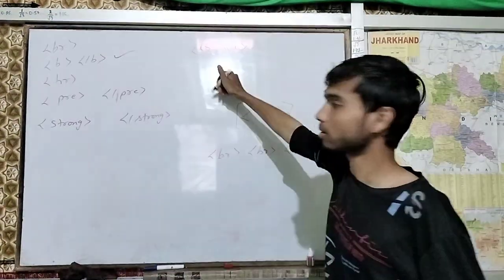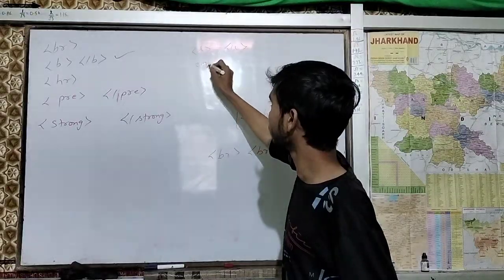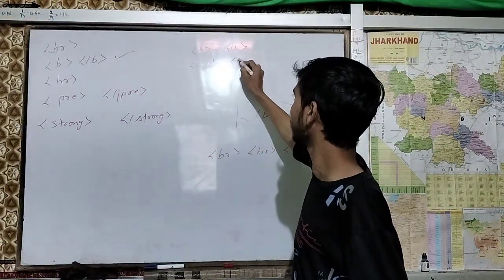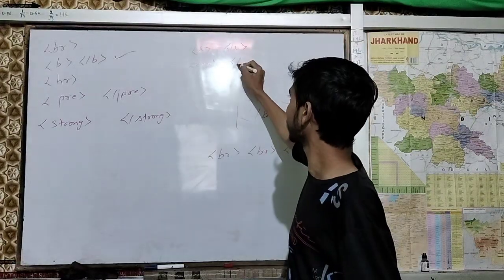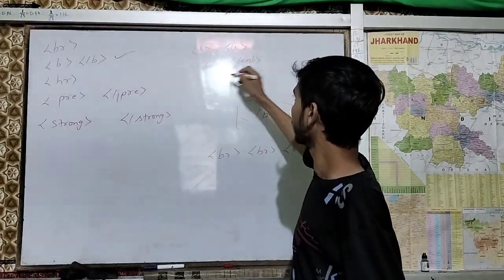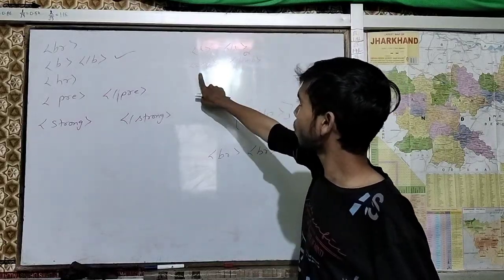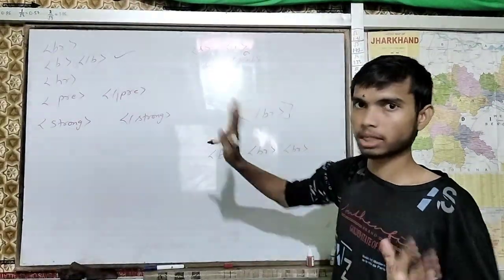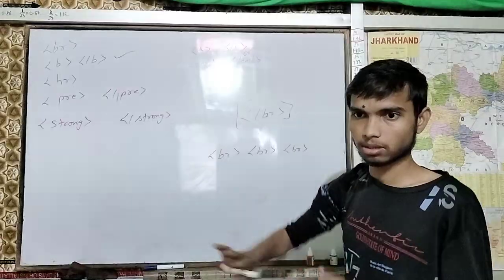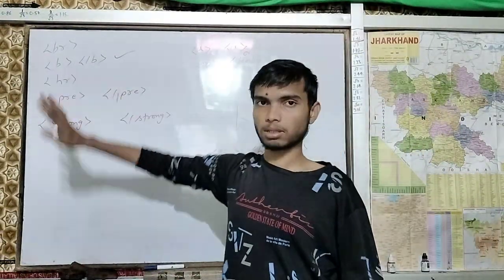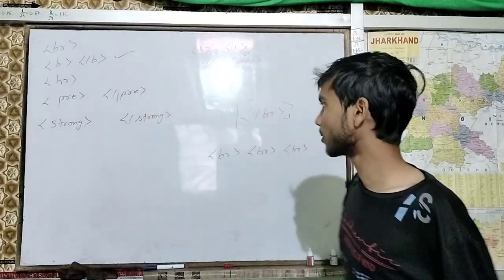Here, emphasis is EM, and then the closing slash EM. The work of this and the work of this are both the same. Emphasis means italic, and strong means bold, in this case.